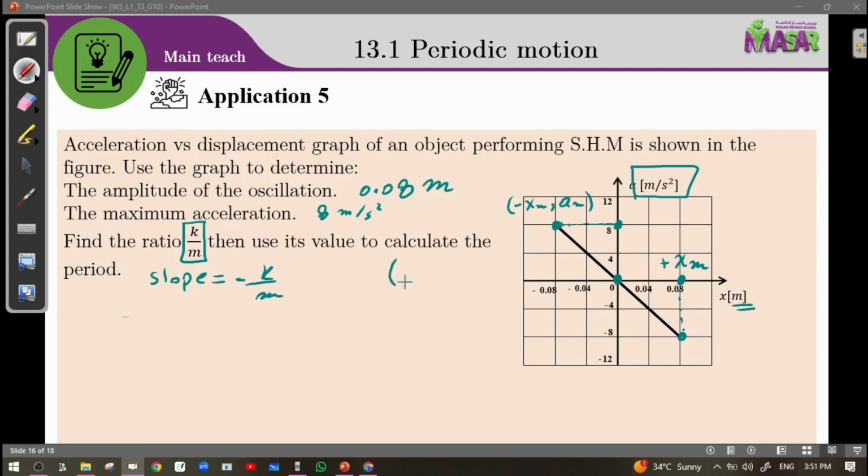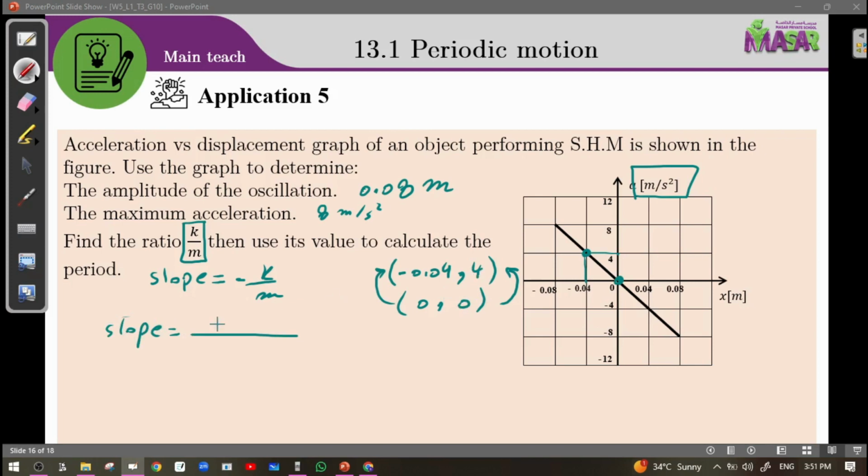So I'm going to take 2 points. For example, we can take this one and the origin. So the first point will be minus 0.04 and 4. The second point is 0, 0. So let me calculate the slope now. 0 minus 4 over 0 minus 0.04. We plug it in the calculator to get the answer.